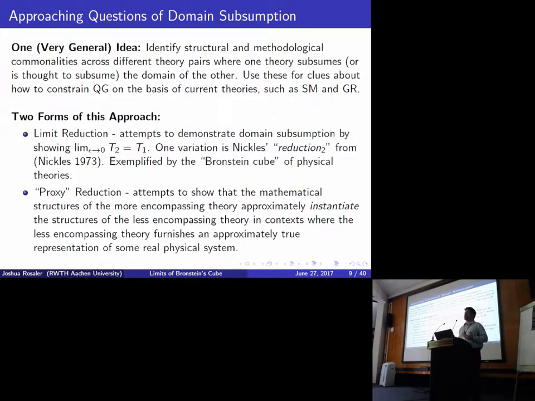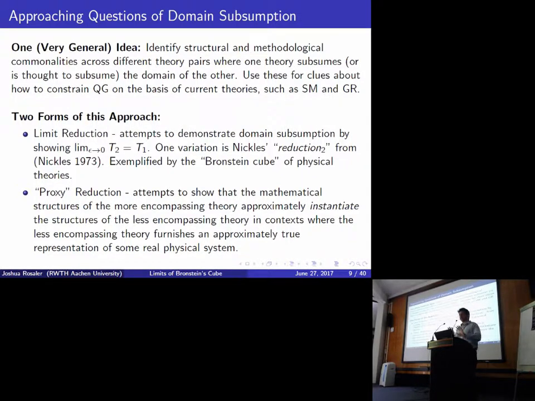Okay, so in approaching questions of domain subsumption, one general idea is to identify structural and methodological commonalities across different theory or model pairs in which one theory subsumes, or is thought to subsume, the domain of the other. So we want to look at various inter-theory or inter-model relations across physics and hope to find some clues about how to constrain quantum gravity on the basis of current theories like the Standard Model and general relativity.